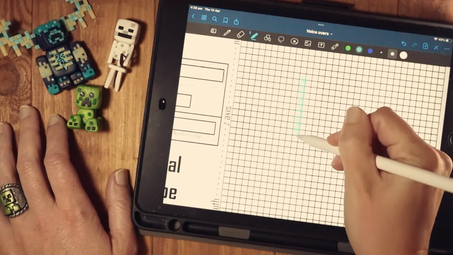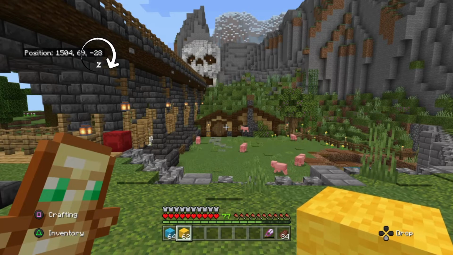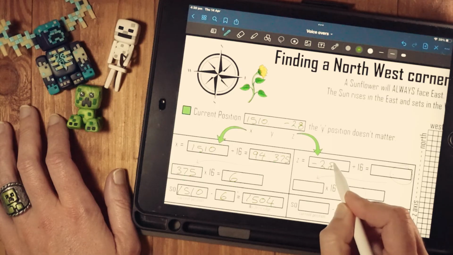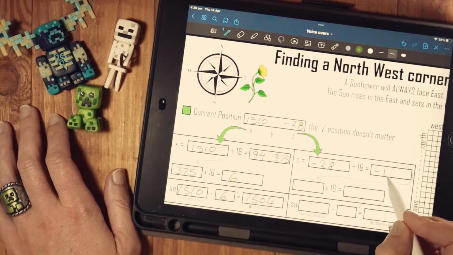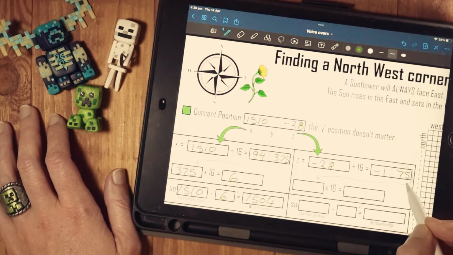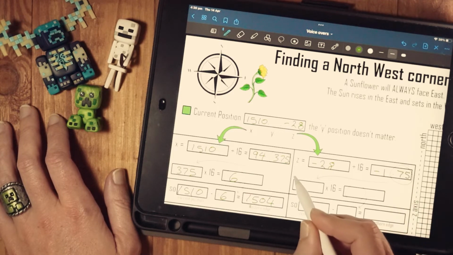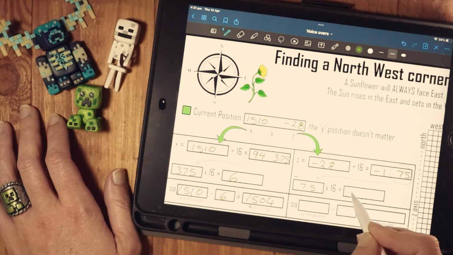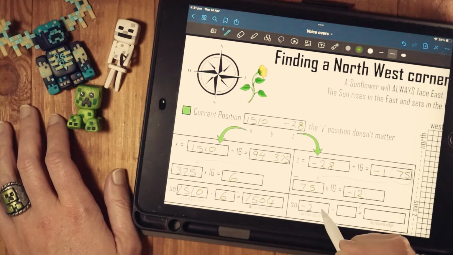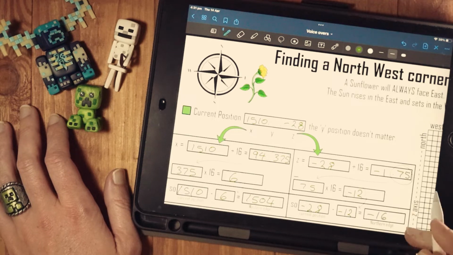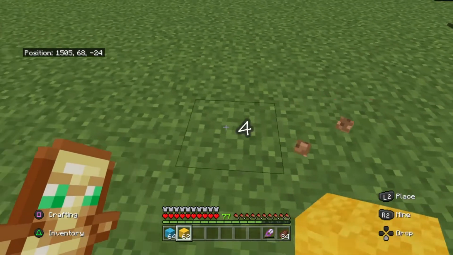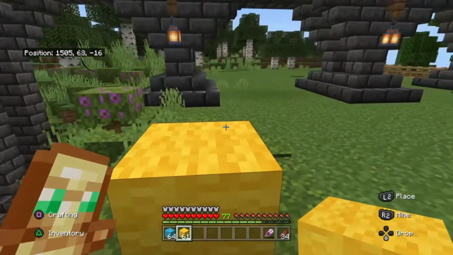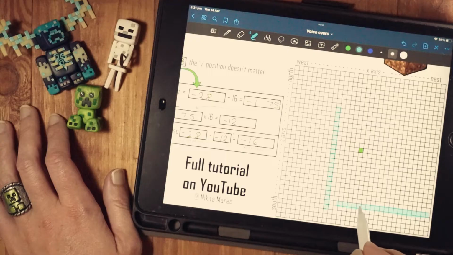Let's mark that on the graph. Now for our z coordinate, negative 28. Write that down, divided by 16 equals negative 1.75. Take the 0.75, don't forget that it is a negative, so negative 0.75 and times that by 16 equals negative 12. So negative 28, our current position, minus negative 12 equals negative 16. Let's count 12 blocks, 1, 2, 3, 4, 5, 6, 7, 8, 9, 10, 11, 12, and we should be right on negative 16. Mark that on the graph, and that intersection is our mark.